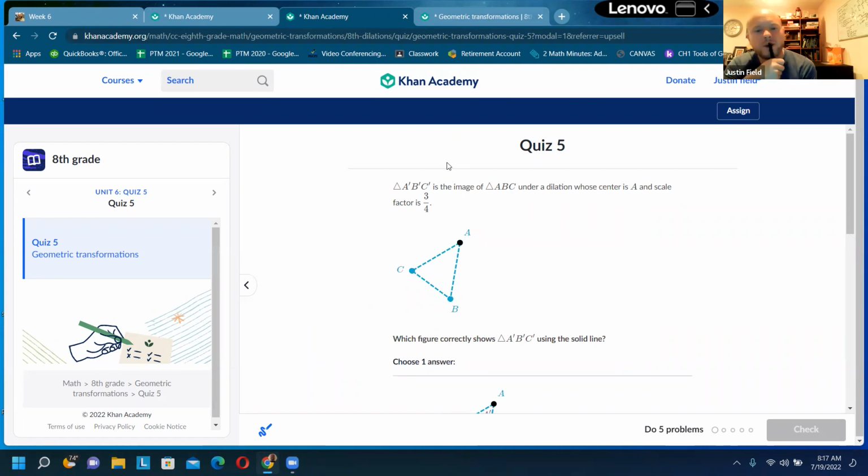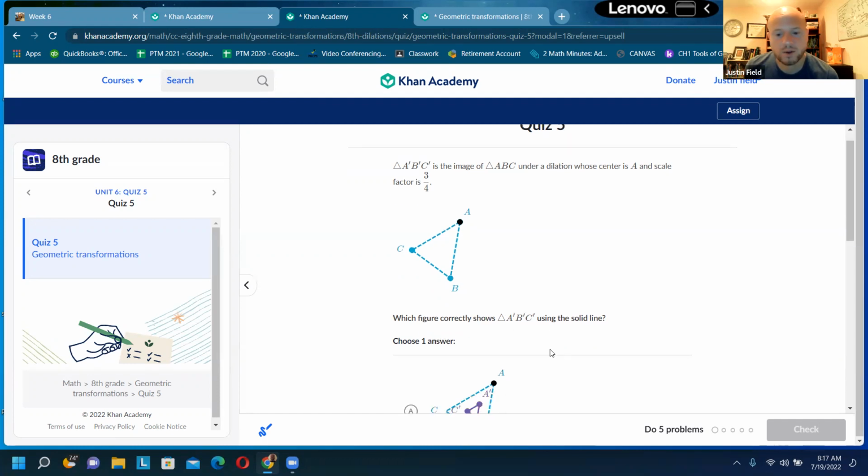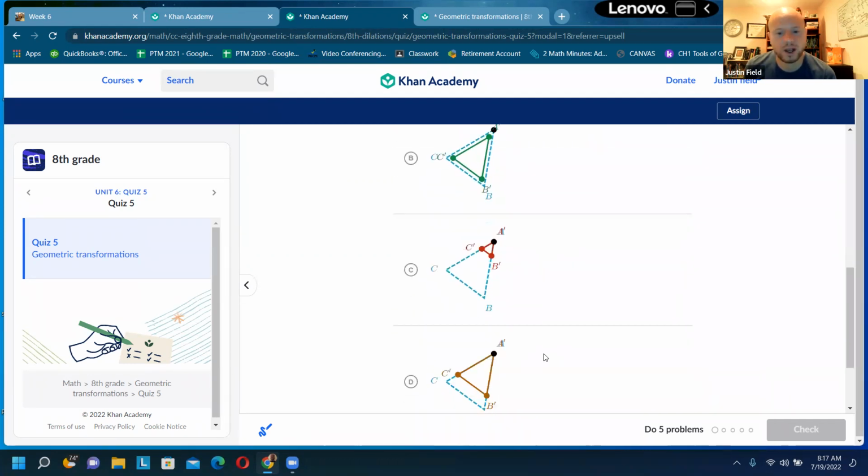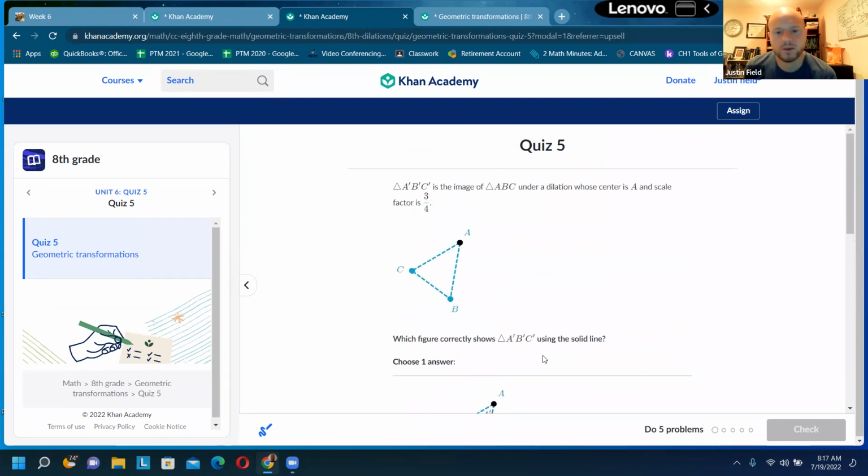A prime, B prime, C prime is the image of A, B, C under a dilation whose center is A and the scale factor is 3/4. Which figure correctly shows A prime, B prime, C prime using the solid line? Well, okay. This is a good one.